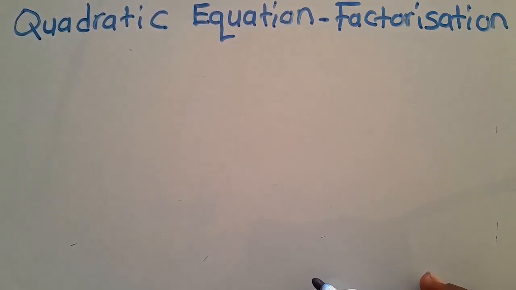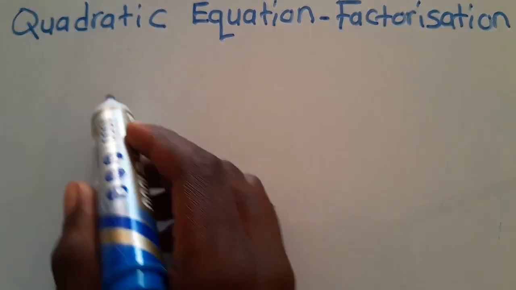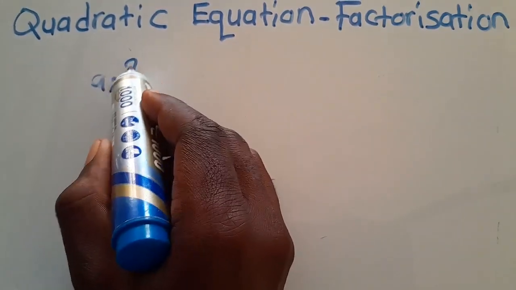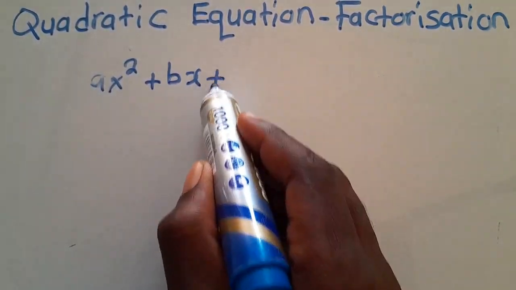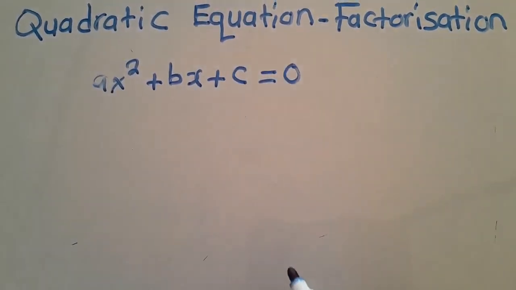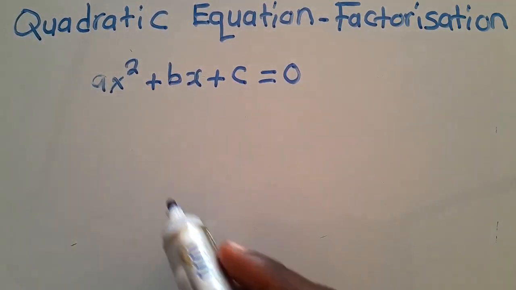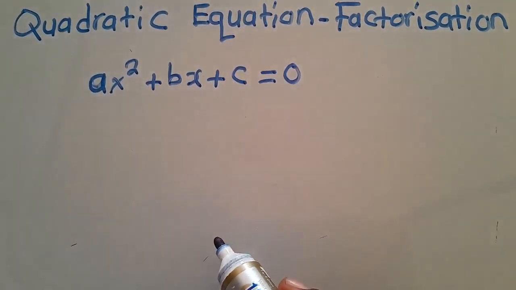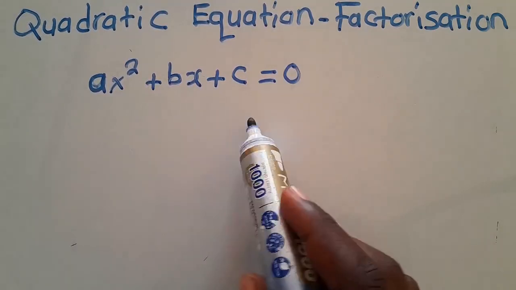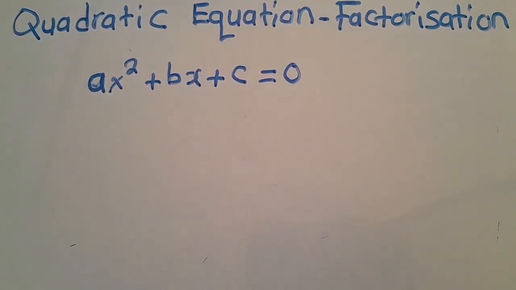So how can you solve a quadratic equation by using factorization method? You know that the format of a quadratic equation is like this: ax squared plus bx plus c equal to 0. Every quadratic equation should be in this format. This is the format that we get to follow. A quadratic equation can be factorized into two pairs of brackets by using the method which I'm calling factorization method.